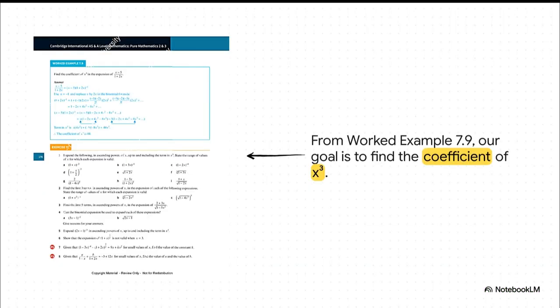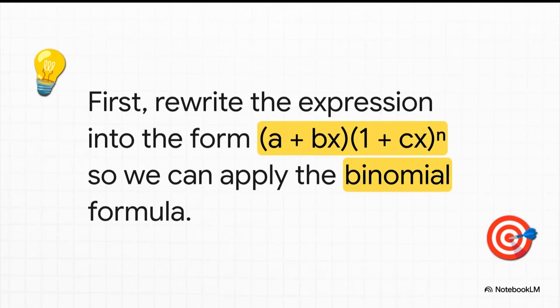All right, here's our first challenge. We've got this fraction, x minus 5 over 1 plus 2x, and the goal is to find the coefficient of x cubed. Now, you might be thinking, hang on, that doesn't look like the formula at all. And you're right. We can't just plug this in. We need a strategy. So what's the plan?